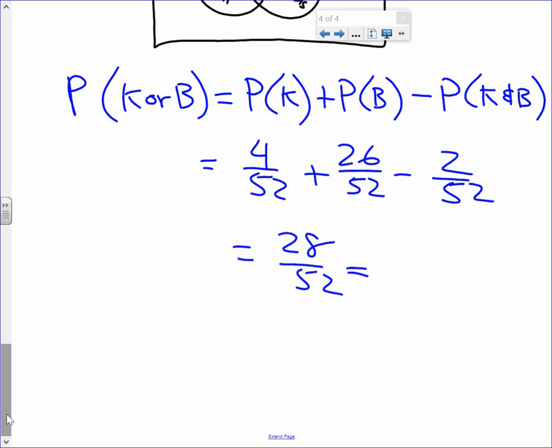My calculator. 28 divided by 52 is 0.54, rounded to the nearest hundredth. We're rocking and rolling. It'll occur about half the time.